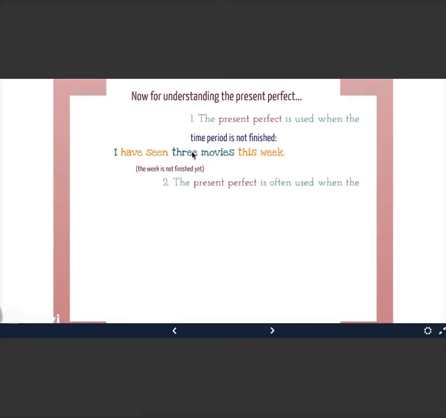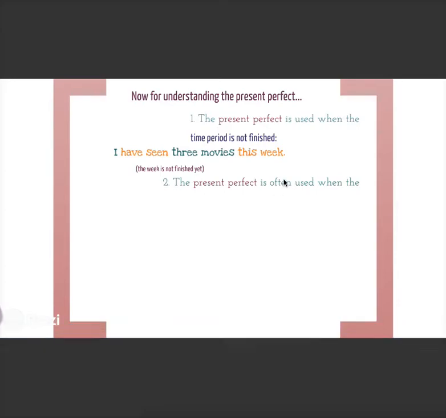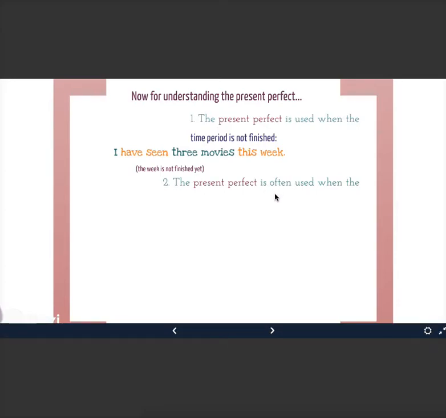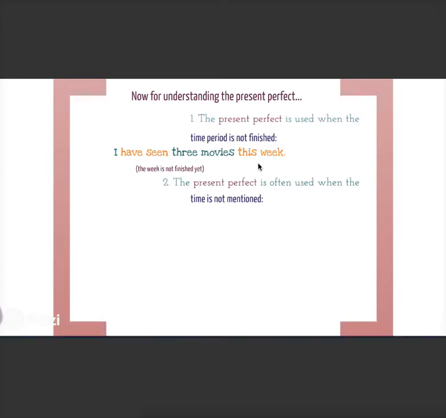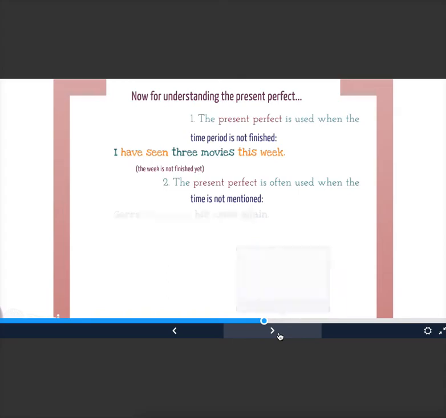The second use. The present perfect is often used, guys. What is the meaning of often? Do you remember? What is the meaning of that word? Often. Yeah, it's like usually. It's a synonym. Like a menudo. So usually, it's often used when the time is not mentioned. Okay, so for example, in this moment, you have like this week. So you have maybe a period of time, something like that. But it is often used when you don't have specific times.